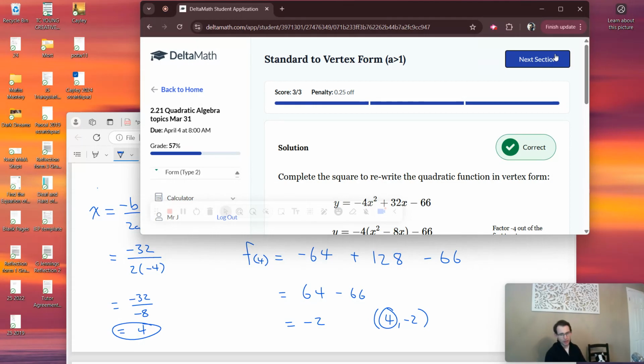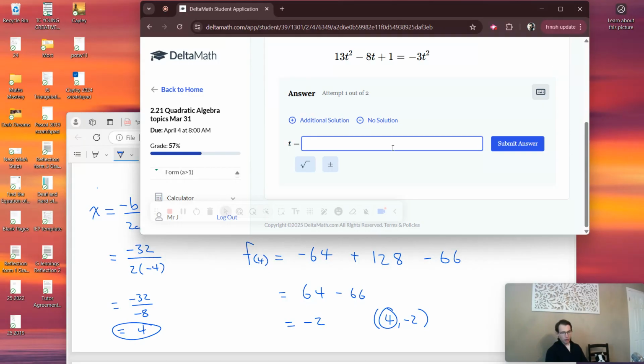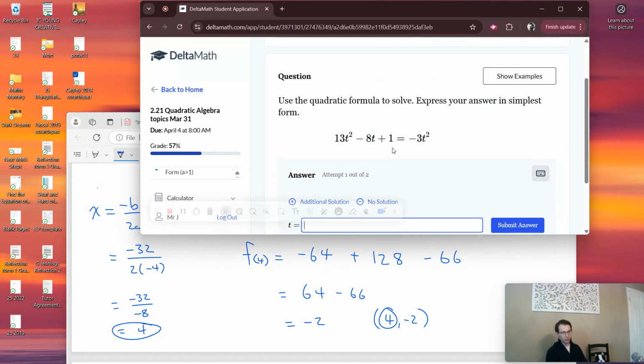Okay, and I find that way is just better for my money. I would rather do that than complete the square. Use the quadratic formula to solve.